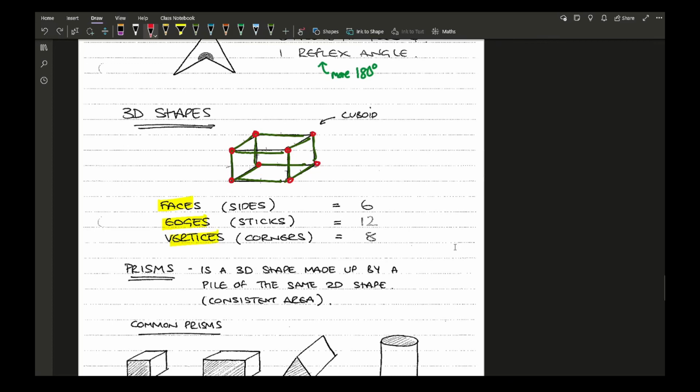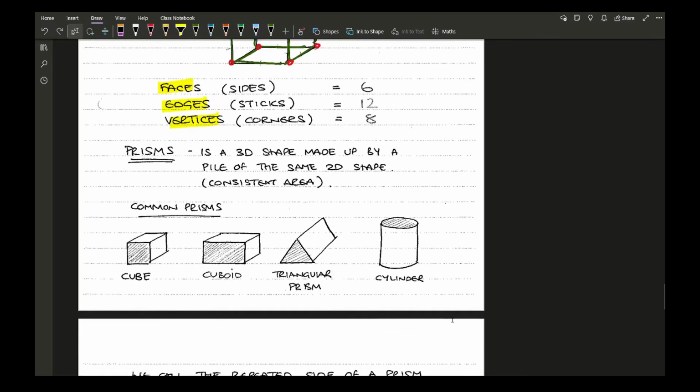Now the word prism is another word that we can use to describe a 3D shape. A prism is a 3D shape made up by a pile of the same 2D shape. In other words, it's got a consistent area. Certain prisms have more common names, unique names I should say, however they can be classed as a prism based on the shape that is repeated to make that shape. For example, I could describe a cube as a pile of squares, so you could say that this is a square based prism.